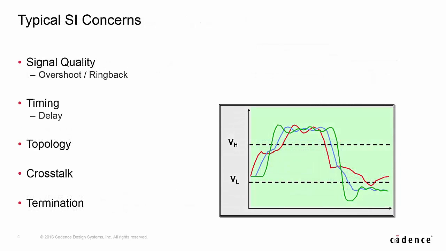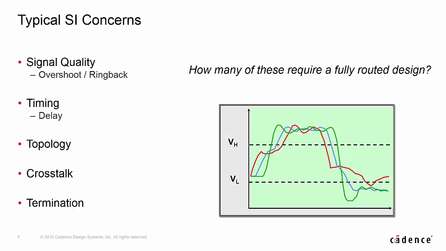Let's take a look at what we typically concern ourselves with in the SI domain. We have signal quality with things like overshoot and ringback, timing-related issues like delay, what kind of topology works best for the situation and whether or not termination is needed, and of course crosstalk. Now ask yourself if you need interconnect to investigate all of these. Naturally, the one that absolutely requires routed traces in place is crosstalk.